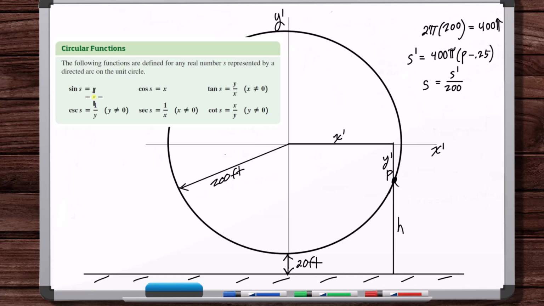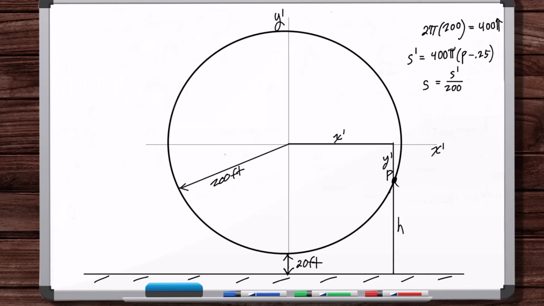Then we need to convert y to y prime, right? Once we have y, we need to get y prime. Okay, so from here, we're going to do sine of s is equal to y. But now how do we get y prime? Well, there's two ways of looking at this.